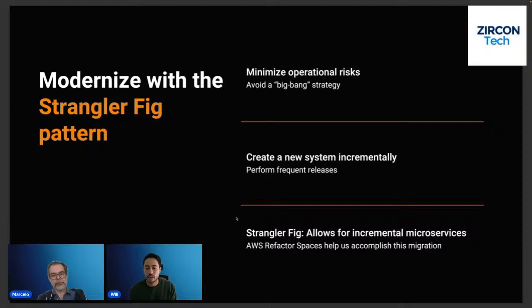Also, we maybe keep developing our monolith application, so we need our microservices to keep up, right? So it is better if we create our new system incrementally, so we can perform frequent releases as soon as our microservices are completed, right? The way we want to achieve this through the cloud is using a service called AWS Refactor Spaces. It's not a very well-known service, but we will dive into it in a few minutes.